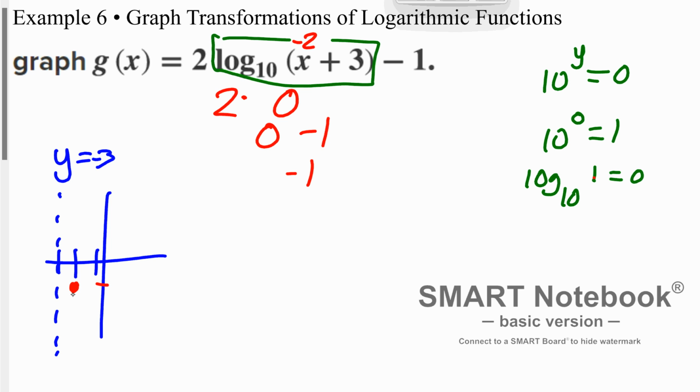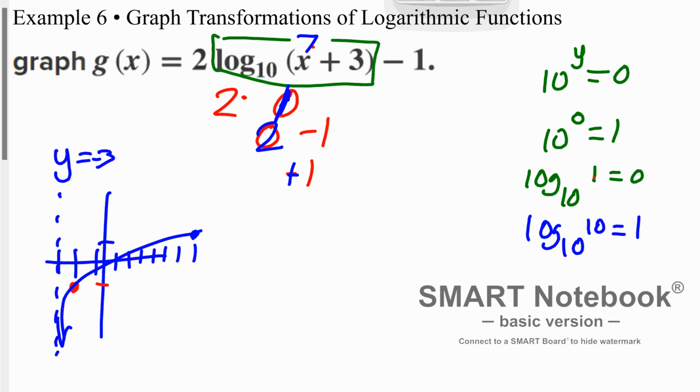So I have that point, and then I just need a second point. So when I have log base 10 of 10, I know that answer is 1, correct? And then 1 times 2 would be 2, and then 2 minus 1 would be a positive 1, right? So what gets me to 10 here? Well, that is a positive 7, right? So if I go over 7, 1, 2, 3, 4, 5, 6, 7, I know I'm going to get 1 out, and then I can make my graph like that.